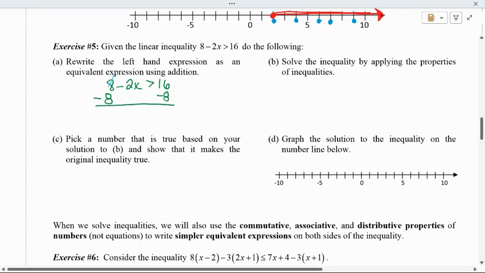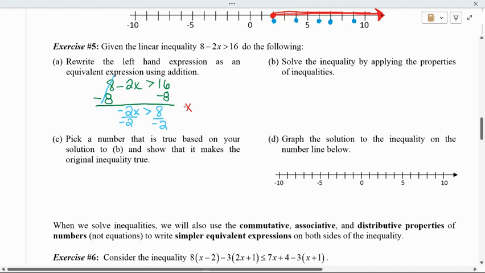When I do that, this becomes negative 2x, right? Don't forget the negative sign in front of your term, right? That negative is part of it. And 16 minus 8 is 8. Next step. What do you want to do next, Owen? I want to divide both sides by negative 2. Good job. We're dividing by negative 2.